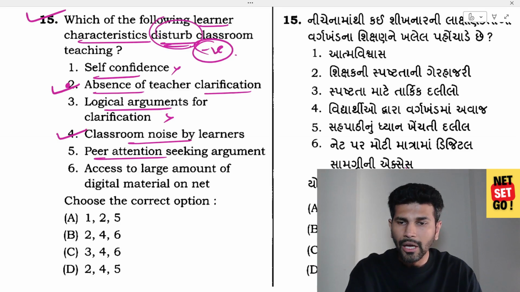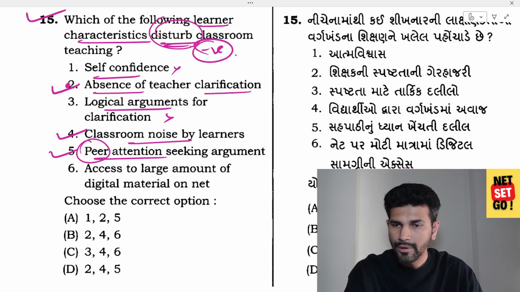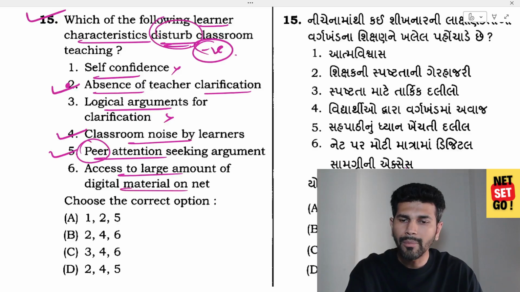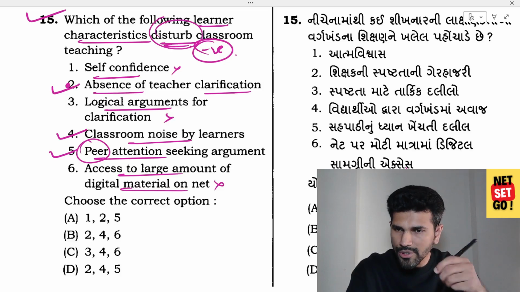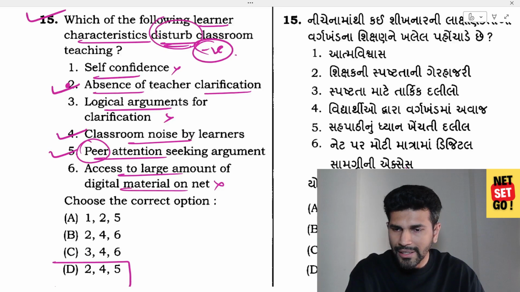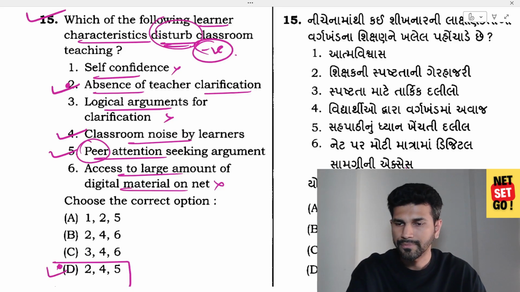Peer attention seeking argument, true. Peer attention seeking argument means students arguing to gain attention is negative. Access to large amount of digital material on net doesn't disturb the classroom teaching. So options 2, 4, 5 are correct. So option D is correct answer, while 1, 3, 6 are positive points. 2, 4, 5 are negative points which disturb classroom teaching.